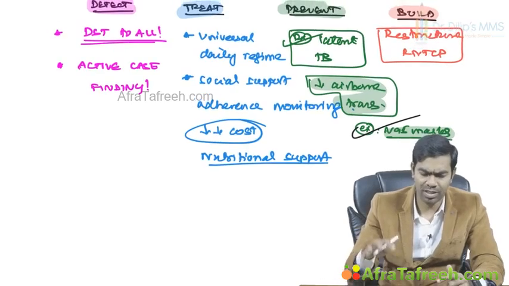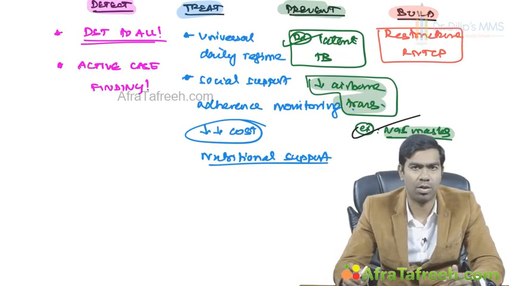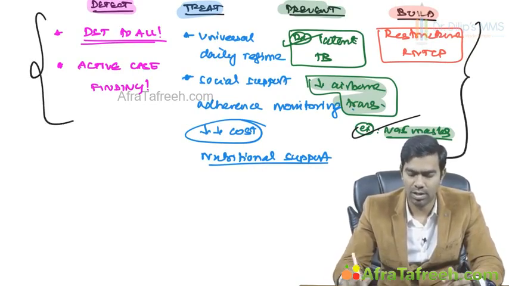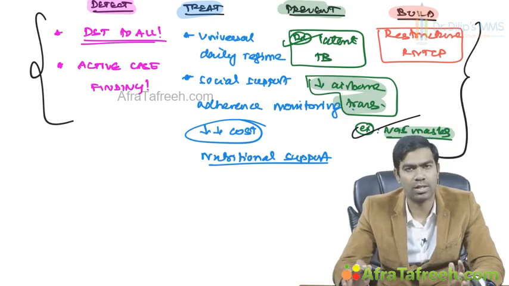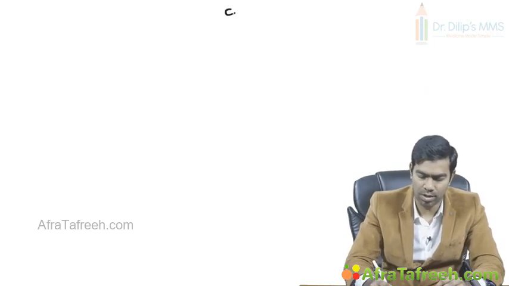So this is what we refer to as the DTPB approach, and this is very important to understand because I've highlighted only the new stuff. What are the new things? Only those things I have highlighted here. So with this, we'll move on to the ever important case definitions in tuberculosis.